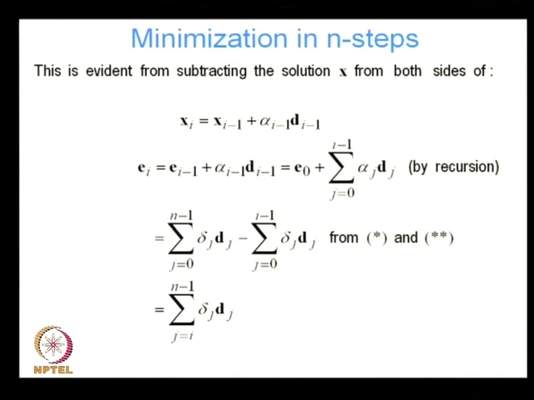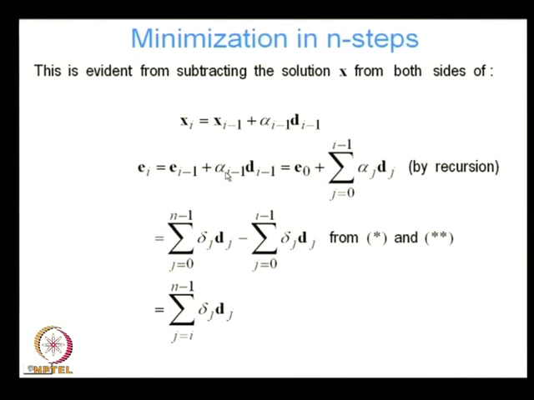This is evident, so let us see it in a little more detail. We know this expression: xi is equal to x_{i-1} plus alpha_{i-1} d_{i-1}, that is always true. That is just my update rule. Then if I subtract my true solution x from both sides of this equation, on the left-hand side I have Ei, and on the right-hand side I have x_{i-1} minus x, which is E_{i-1}, plus alpha_{i-1} d_{i-1}.